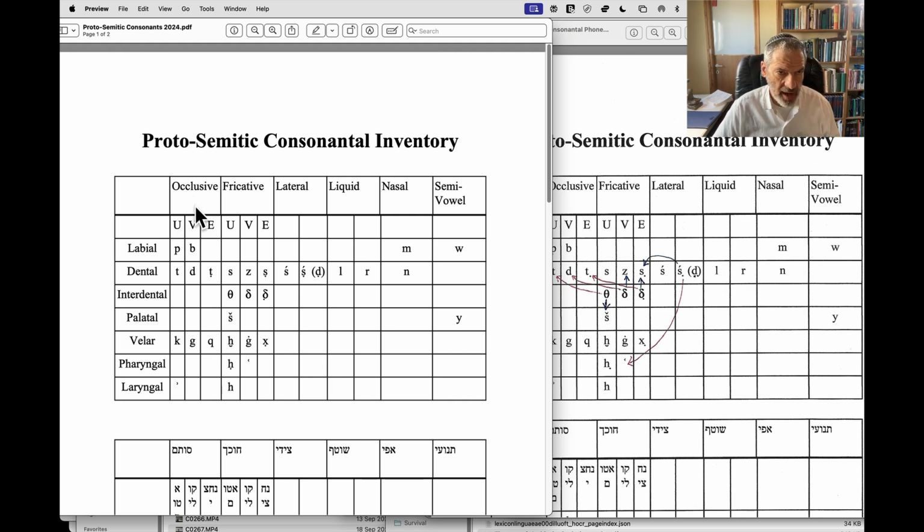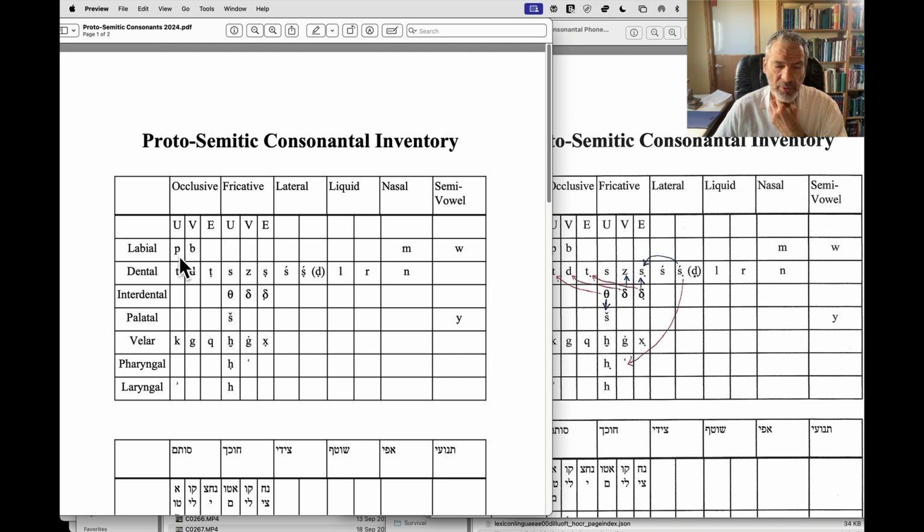So the Proto-Semitic consonantal inventory, we've so far been able to isolate the labials over here, which are labial, from the Latin word for lips. So pa and ba, ma and wa. Now, the occlusives or stops are right here where pa, no air passes through, right? There's unvoiced, voiced, and emphatic. So we have two here in the labial occlusive category, pa, and then a voiced ba.